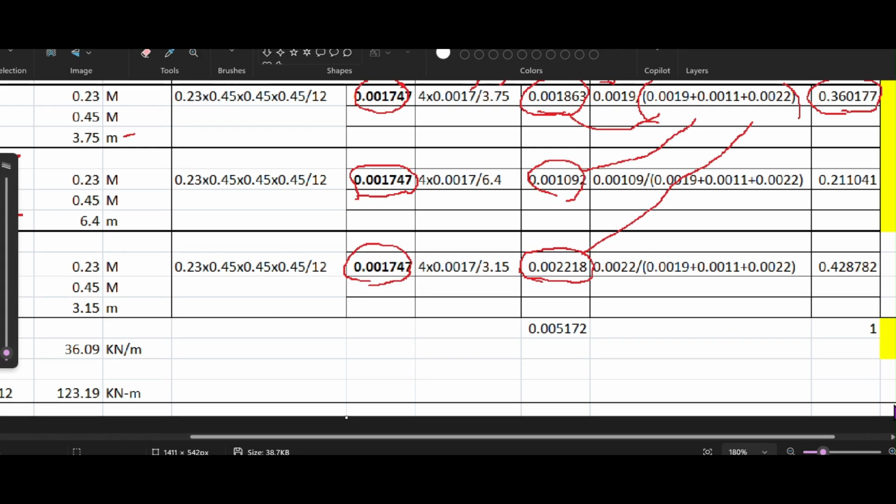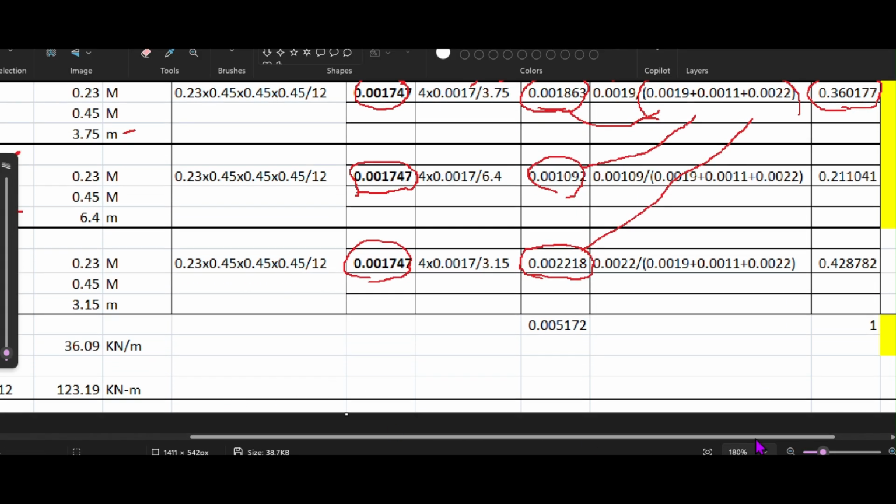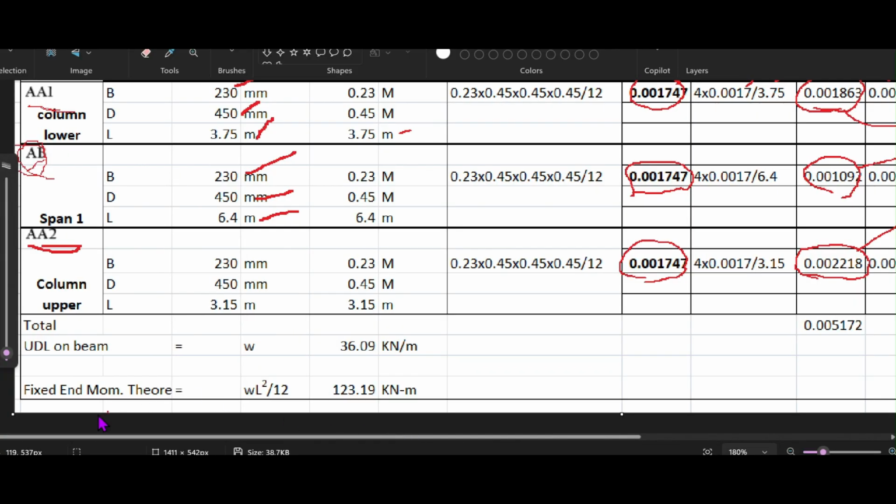In addition to this, we are also calculating another thing, which is called the fixed end moment of the beam. We are considering only the beam, not the column, because there is no horizontal load on the column. As per theory, the bending moment comes only in the beam. The fixed end moment is calculated as WL square by 12.